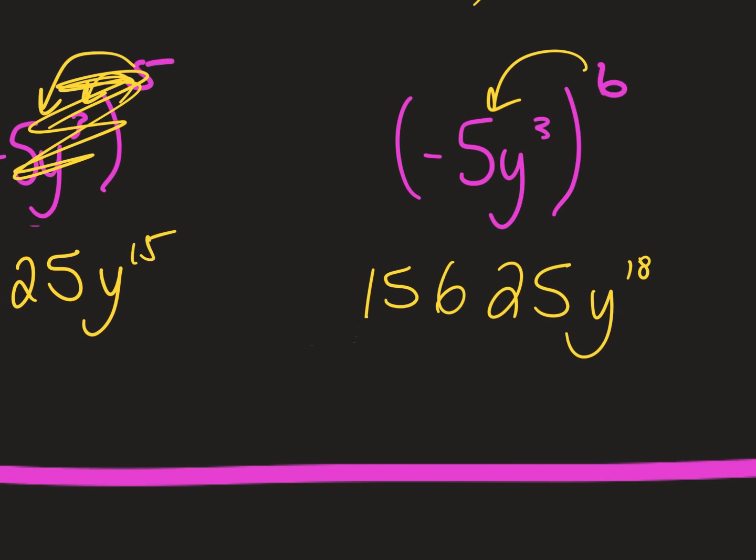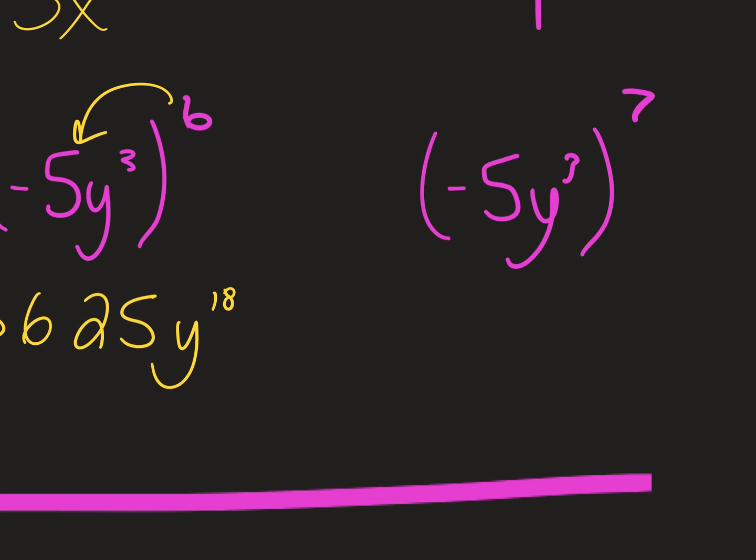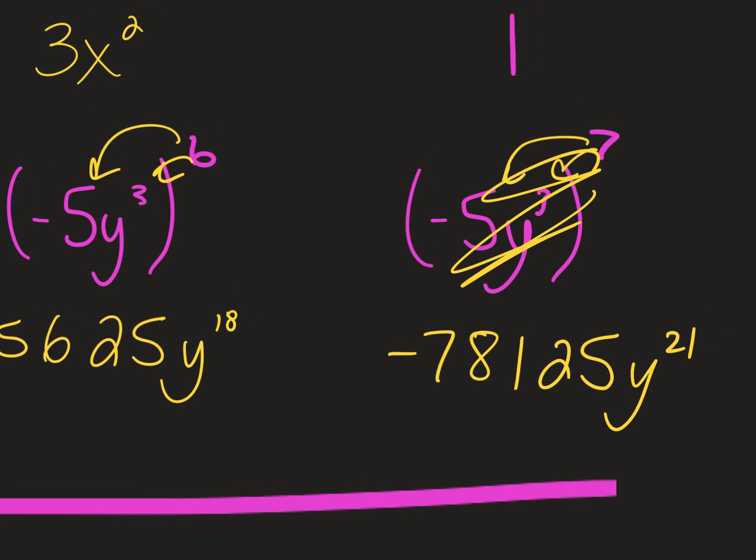Why is it positive? Why do I know it's positive? Because you're raising it to an even power. Good. And then the last one. Negative 5 to the 7th power is negative 78,125. Y to the 21st. You guys with me?